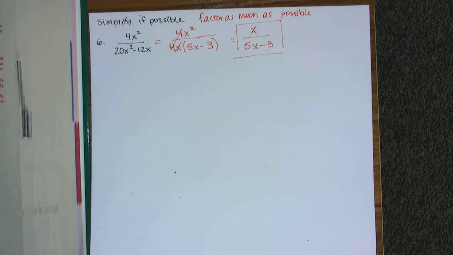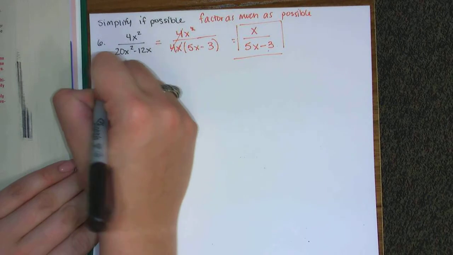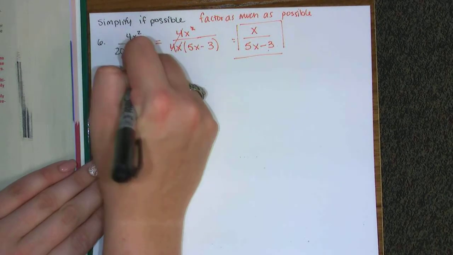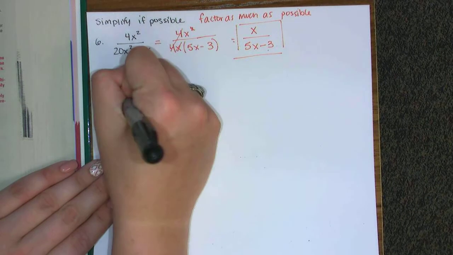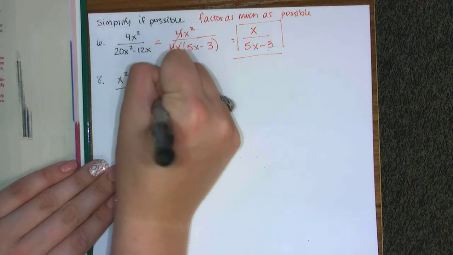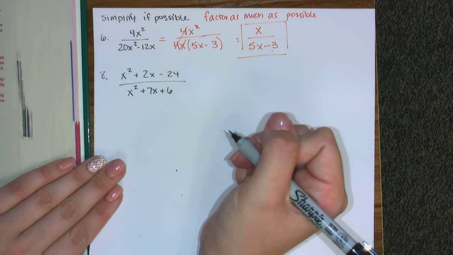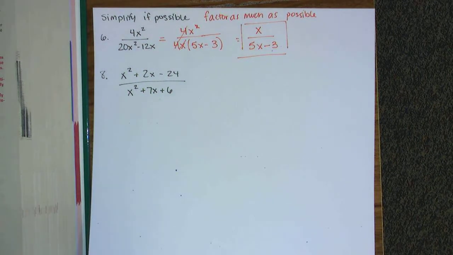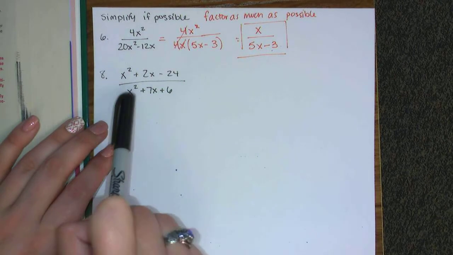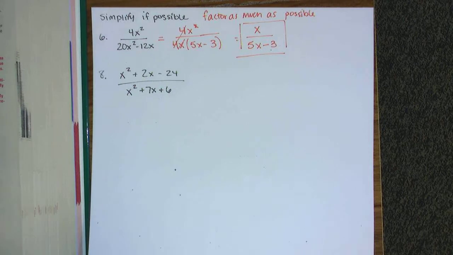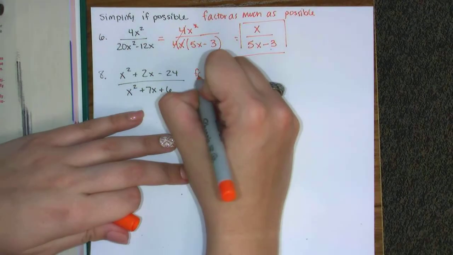Let's see here. So something like number 8. We have x squared plus 2x minus 24 over x squared plus 7x plus 6. Now again, remember, I can't just start canceling top and bottom. I can't be like, oh, x squared, x and x, 24 and 6. I can't do that. I need to factor both pieces. So factor top and bottom.